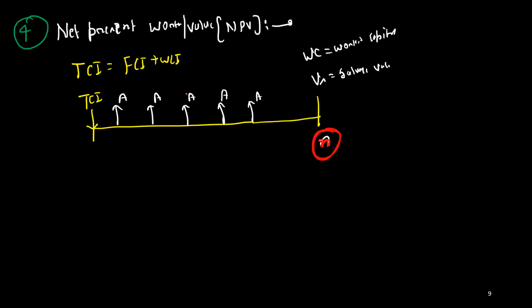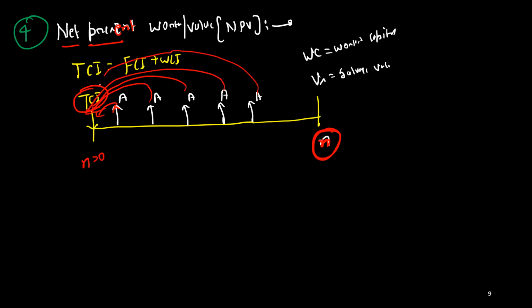The name itself says net present worth. So what is net present worth? Obviously TCI is there. If I am talking about n equals to zero, all these cash flows should come to this particular point at n equals to zero. So you will be calculating the present value of all these cash flows, right? Again, the present value of the working capital investment and the present value of the salvage value. If you are able to calculate all these things, you will be able to get this. So salvage value you will be getting, working capital investment you will be getting.